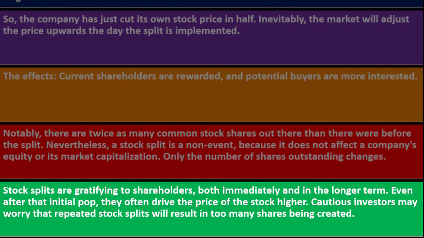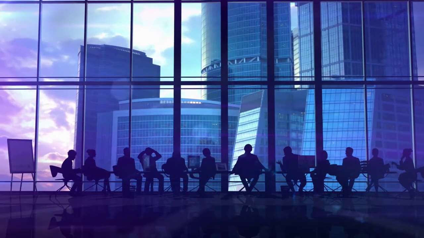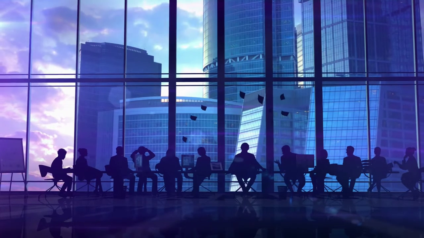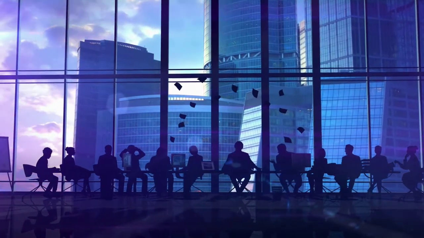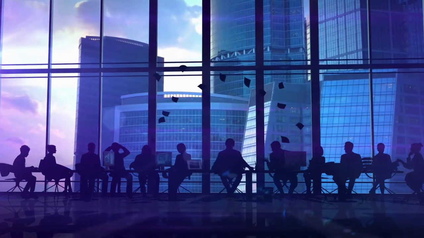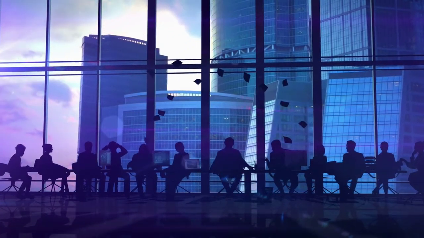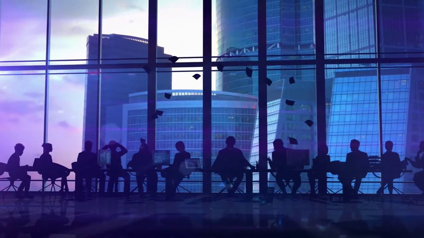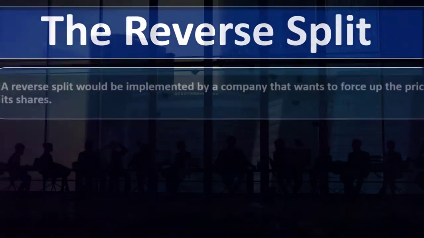Cautious investors may worry that repeated stock splits will result in too many shares being created. So when you're thinking about the corporation itself, you would think that there's some kind of more optimal level of how many shares should be outstanding, and what might be the optimal price for maximizing trading potential and the value of the stock. For example, the reverse split.